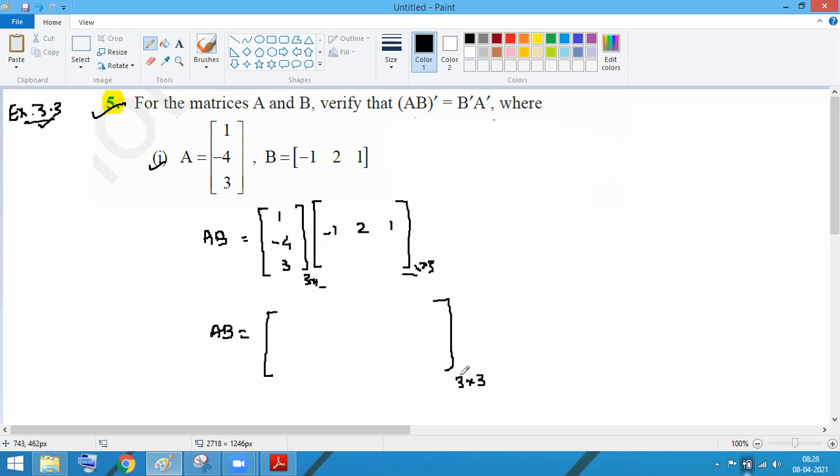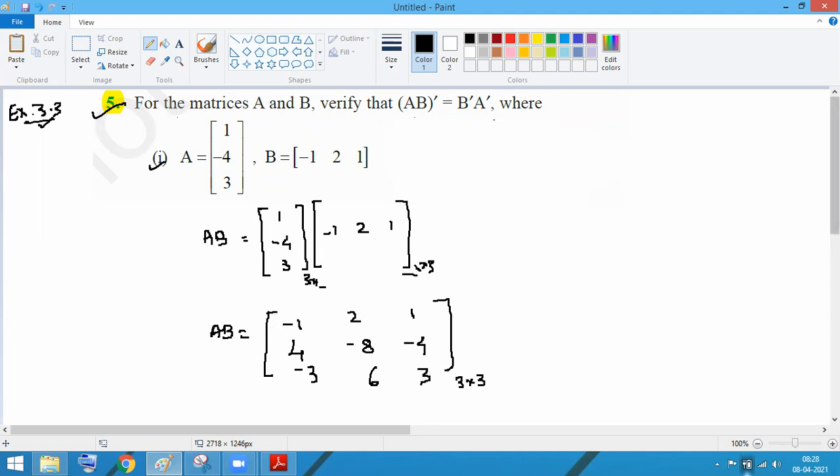Now the final AB matrix. Okay, now listen. So this is the first row first column element. The first row first column the -1. First row second column that will be the 2. First row third column that will be the 1. Second row first column that will be the 4. Second row second column -8. Second row third column that will be -4. Third row first column -3. Third row second column is 6. And third row third column is 3. So this is the AB.